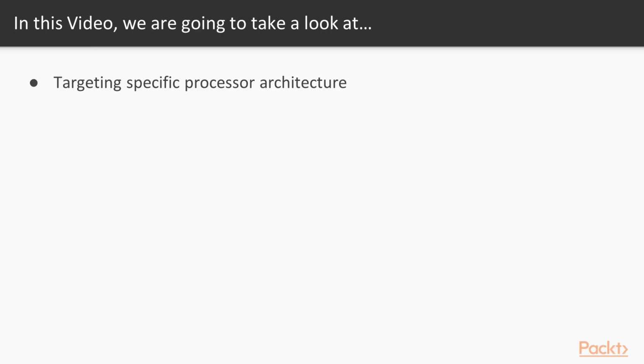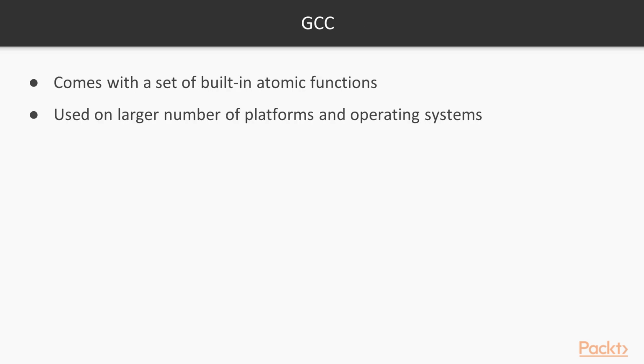In this video, we are going to take a look at how to target a specific processor architecture. Like Visual C++, GCC also comes with a set of built-in atomic functions. Since GCC is used on a considerably larger number of platforms and operating systems than VC++, this is definitely a big factor when considering portability.